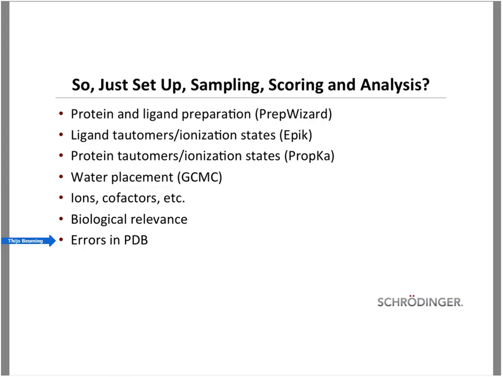Finally, it's always a good idea to go to the raw data and the Protein Data Bank, look at the electron density, and make sure that your starting configuration is consistent, because it's well known that there are, in a large number of cases, significant errors in the PDB.